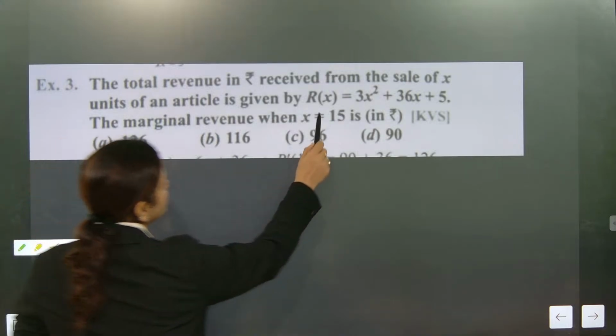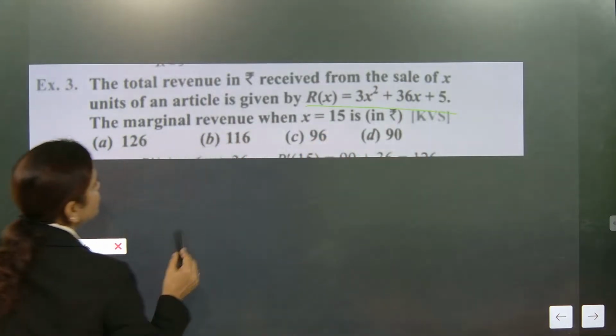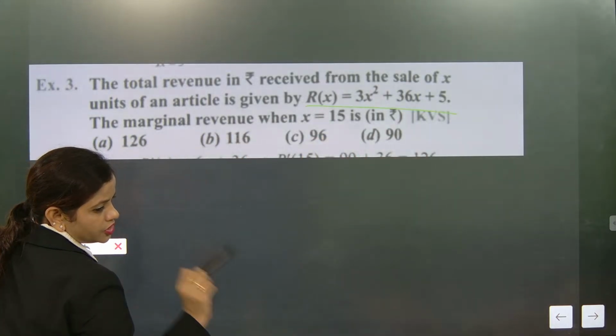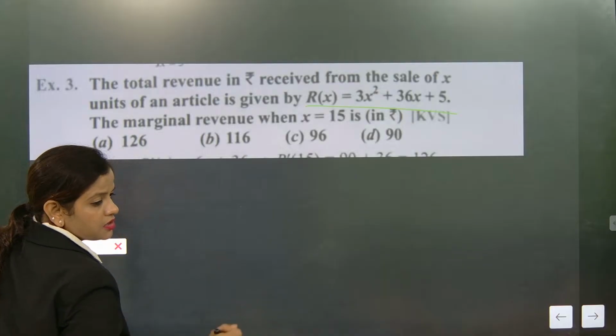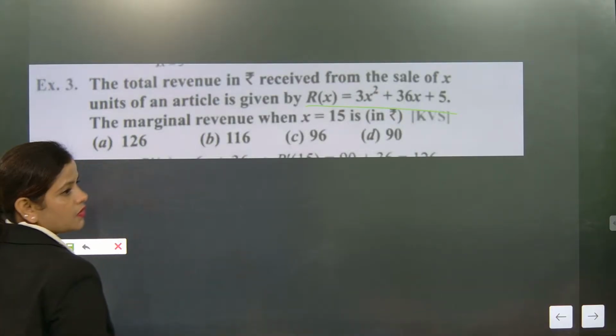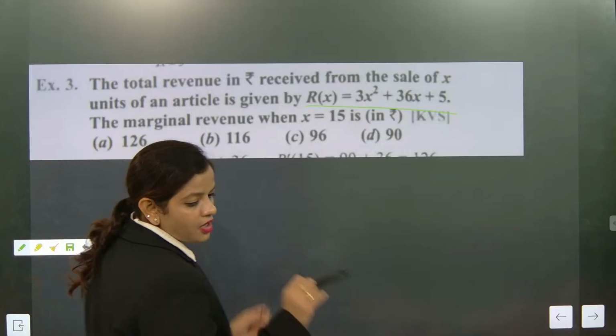See, look here. R of x is equal to this much. You don't have to do anything, you just have to differentiate. Children, try to solve and send the answer. The biggest part is to try to solve now. Until and unless you solve, you will not get the answer.